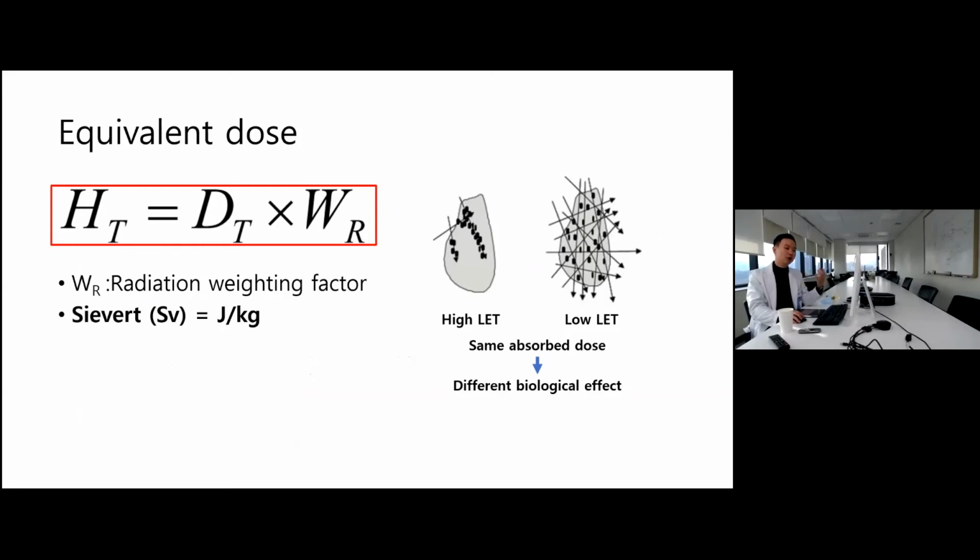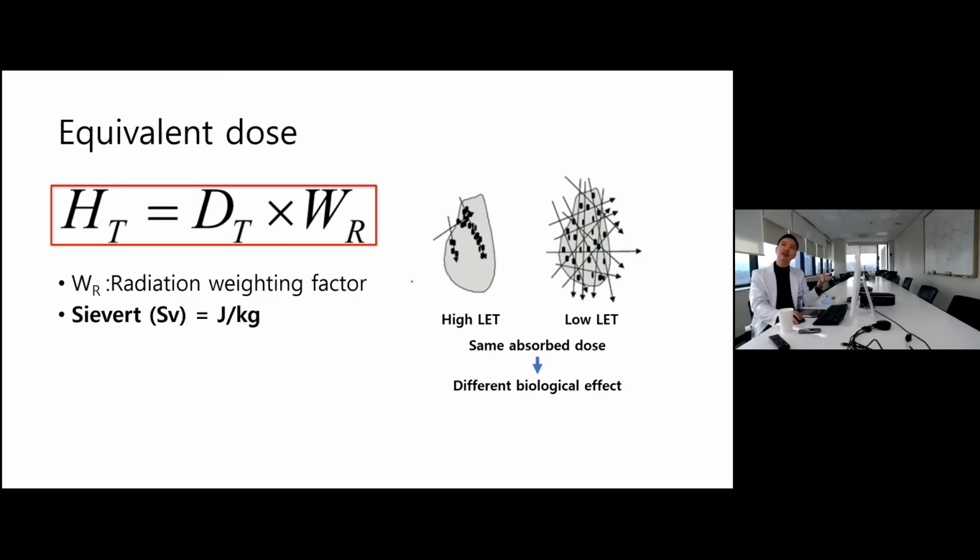Next, what we want to know about is the effective dose. Before going to the effective dose, we have to calculate the equivalent dose. The equivalent dose is obtained by multiplying the absorbed dose of an individual tissue by the radiation weighting factor. So here in the equivalent dose, the radiation weighting factor is important.